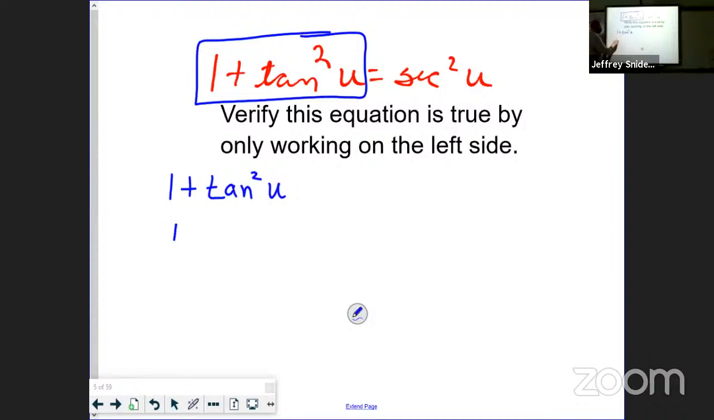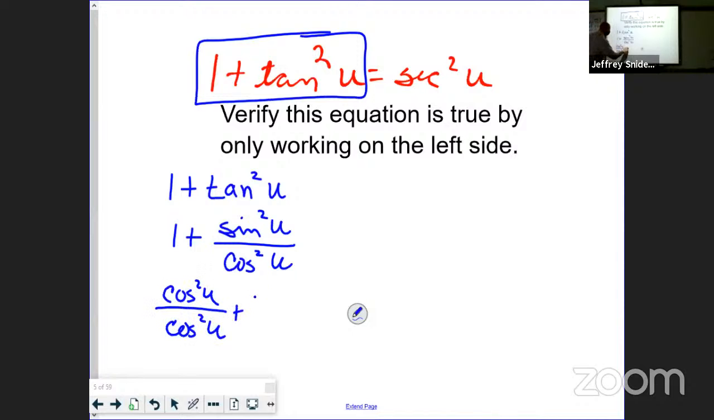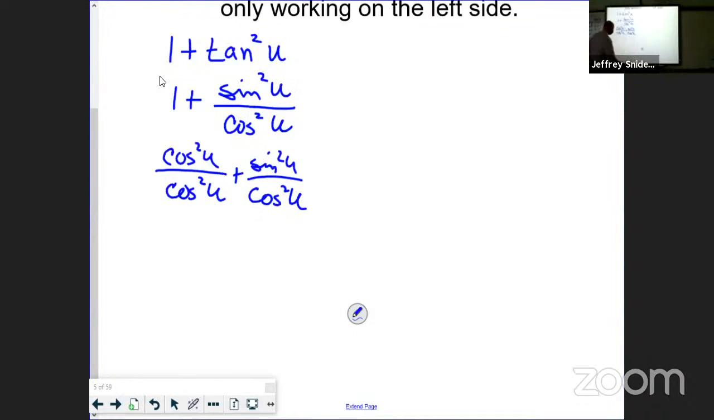So he said, I'm going to rewrite this as 1 plus sine squared u over cosine squared u. Okay, I like that. Now what? Write 1 as cosine squared u over cosine squared u because anything divided by itself is 1. Perfect. Just going to take 1 and rename it however I want. How did she know cosine squared? Because that's the denominator of the other fraction. So we're going to make this cosine squared u over cosine squared u plus sine squared u over cosine squared u.